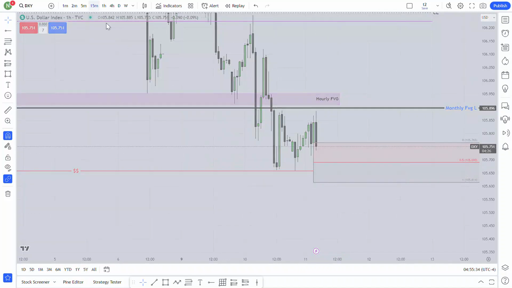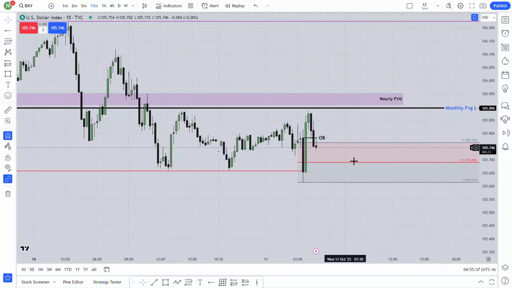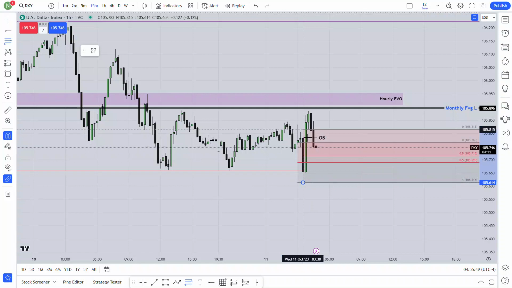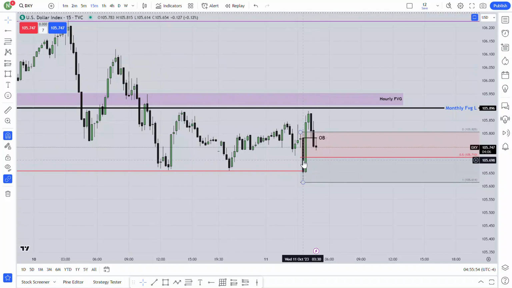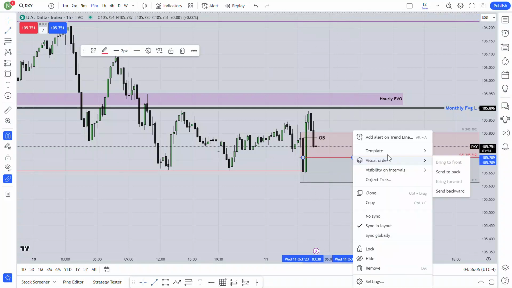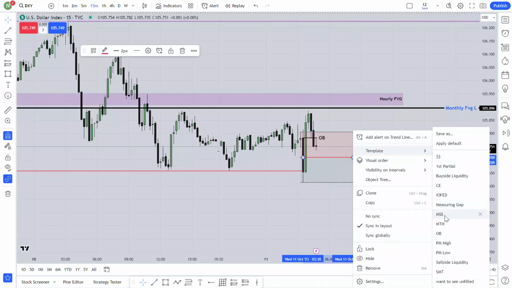That is my expectation. So if you see the water block on the 15-minute chart, this is the water block level, and it has already broken the water block level. So the next level is, I mean, I'll just remove this one from the hourly chart. So this is the mean threshold of this water block. So it can come to the mean threshold. Okay, I'll just mark this one.